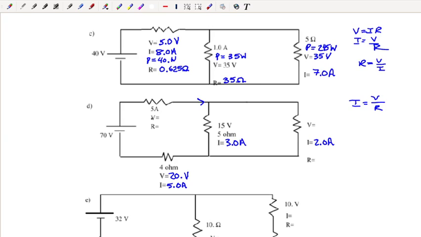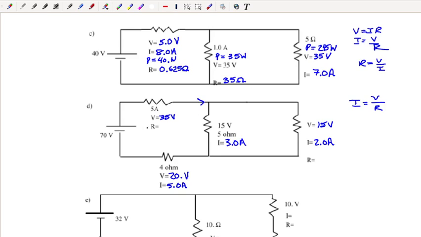a voltage drop here of 35. And this is in a parallel path to this one, so this must also be a 15 volt drop, so that if I go 35 plus 15 plus 20, I can get back to 70. A couple things left to find.